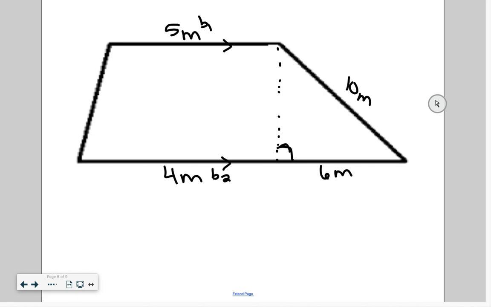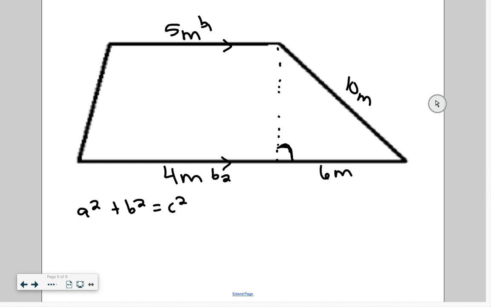So when I draw my dotted line that represents my height, it creates a right triangle out of this section of the trapezoid. And we know from our last unit that we can use our Pythagorean theorem to find the missing side. Pythagorean theorem, let's refresh here, says a squared plus b squared is equal to c squared.